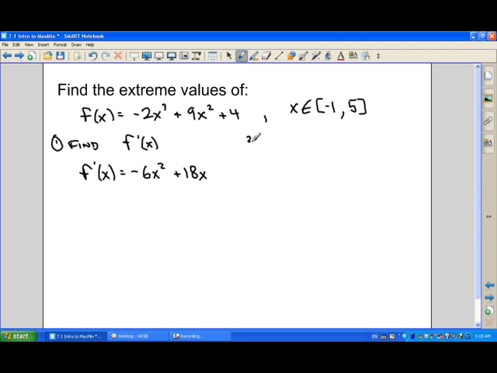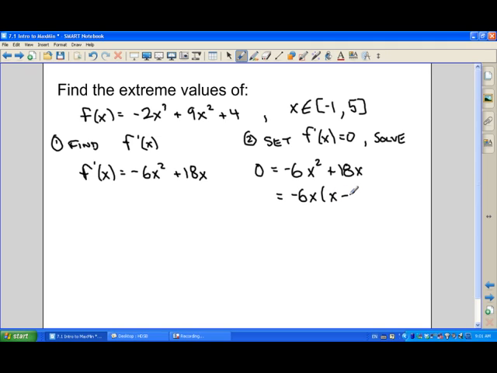Now that we've found the derivative, we're going to set it equal to 0 and solve for x. So 0 equals negative 6x squared plus 18x. Let's factor. And we can factor out a negative 6x. So this gives us two solutions, x equals 0 and x equals positive 3.